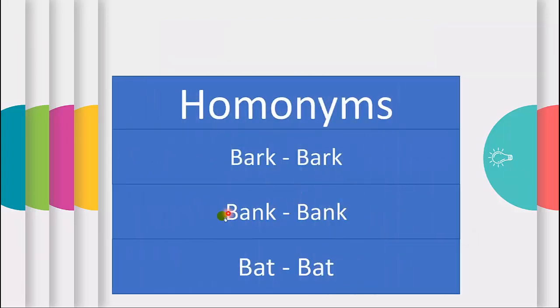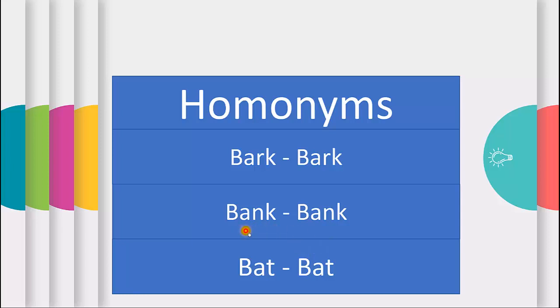For bark, bark and bark. First one, this bark you could say when you want to say something like, the bark of the tree was very old. And for the second one, you could say it when you want to say something like, the dog barked very loudly.